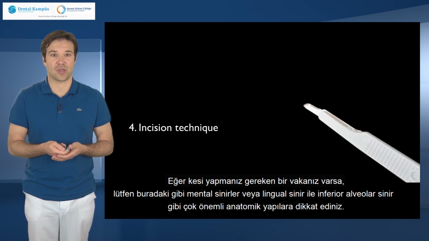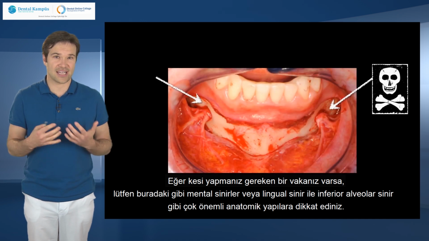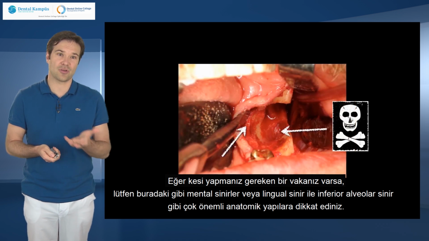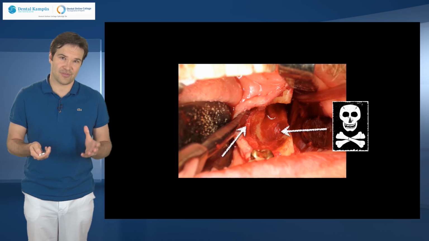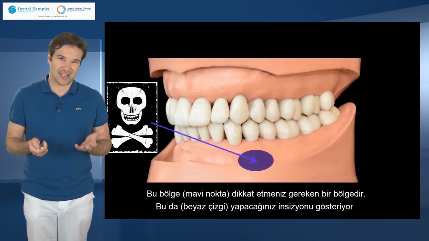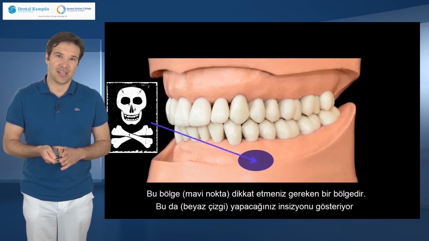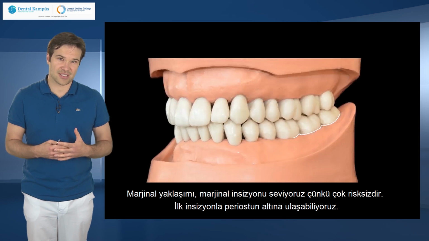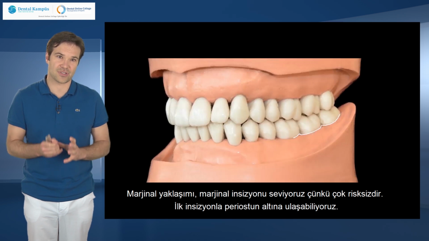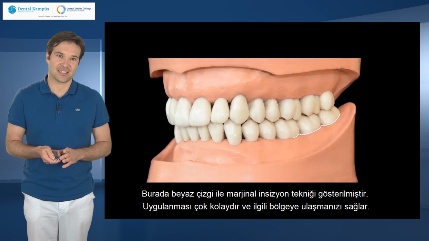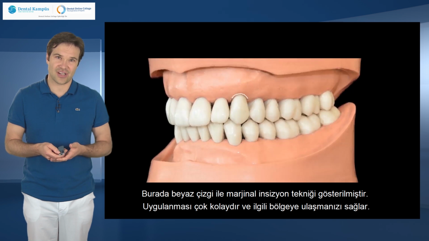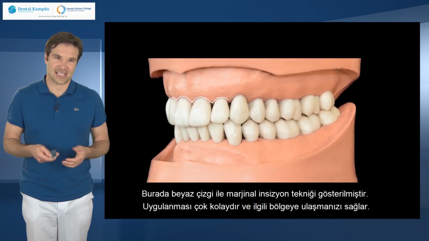Now, if you have the situation where you have to cut into the process, please take care for anatomically sensitive structures like the nerves, here the mental nerve, or here the lingual nerve and the inferior alveolar nerve. Very important. This is the area where you want to take care, and this is how you prepare your incision then. We love the marginal incision, because it's very riskless and you get below the periosteum with the first incision. Here, indicated in white, are marginal incision techniques that are very easy to perform and that allow you to access that area.